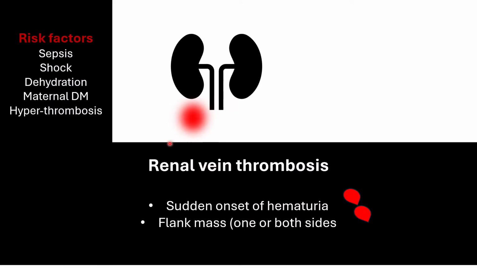Renal vein thrombosis in neonates presents with sudden onset of hematuria, flank mass in one or both sides. Risk factors: sepsis, shock, dehydration, maternal diabetes mellitus, or hypercoagulable states.